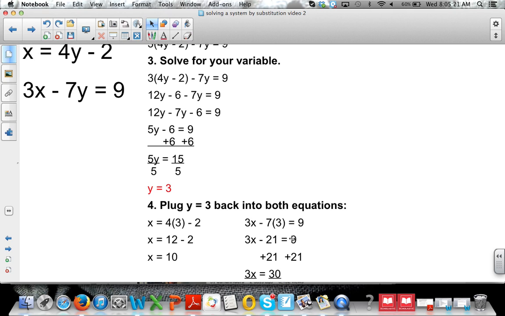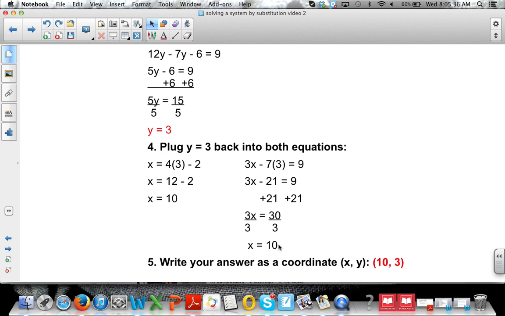3x minus 7 times 3 now, because y is 3, equals 9. Then I simplify. I know that 7 times 3 is 21, so I replace that. And then now I got to solve for x. So I'm going to add 21 to both sides. I end up with 3x equals 30, and then I got to divide by 3. And then I get x equals 10.